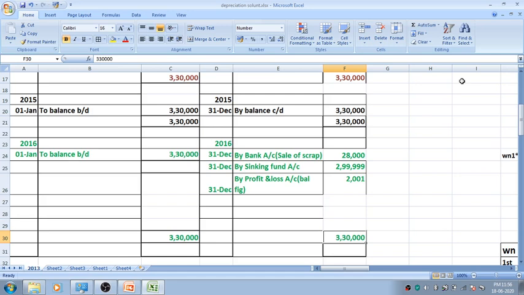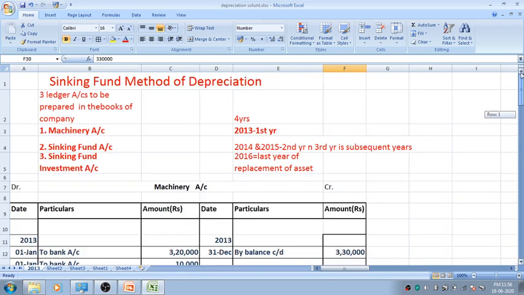So students, we have seen the sinking fund journal entries posting in all 3 ledger accounts for 4 years. With this, I end my video on sinking fund method of depreciation. Thank you.